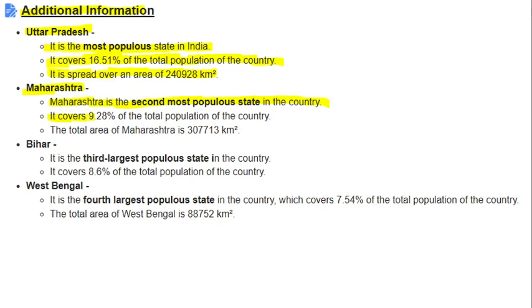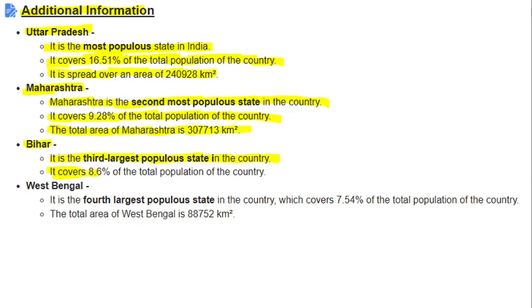Maharashtra. Maharashtra is the second most populous state in the country. Maharashtra covers 9.28% of the total population of the country. The total area of Maharashtra is 3,07,713 km square.